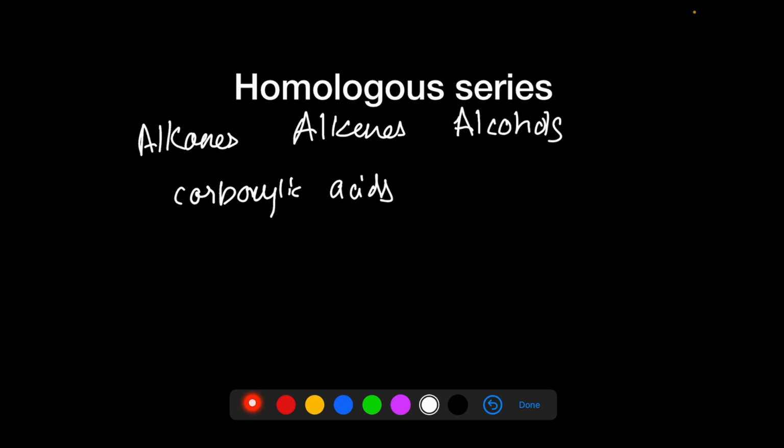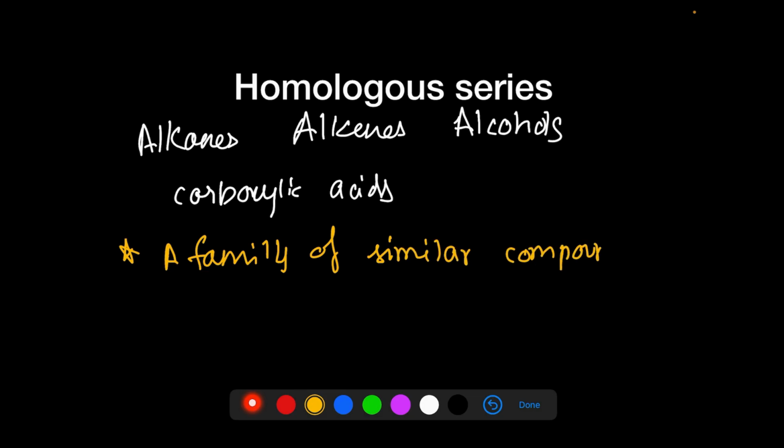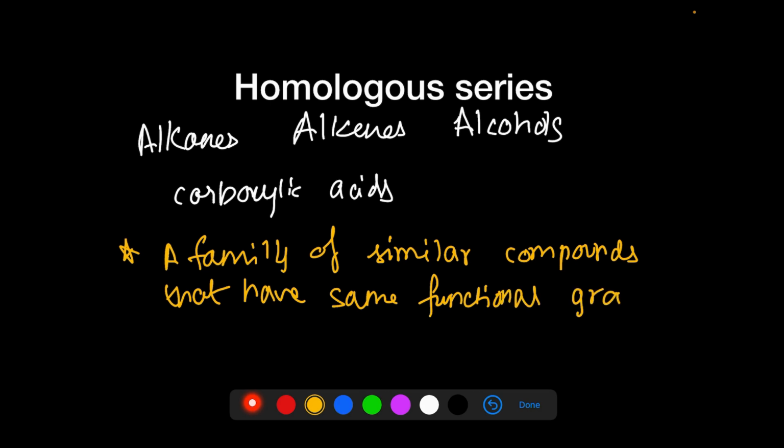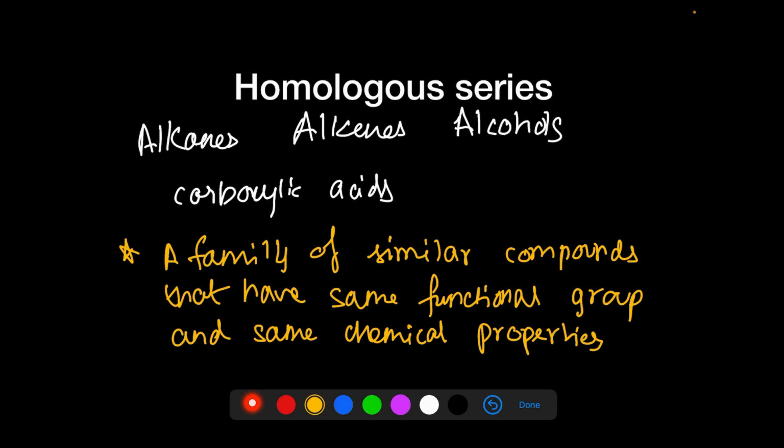A homologous series is a family of similar compounds. Write that down. A family of similar compounds that have the same functional group and same chemical properties. This is a very important definition, you must know.